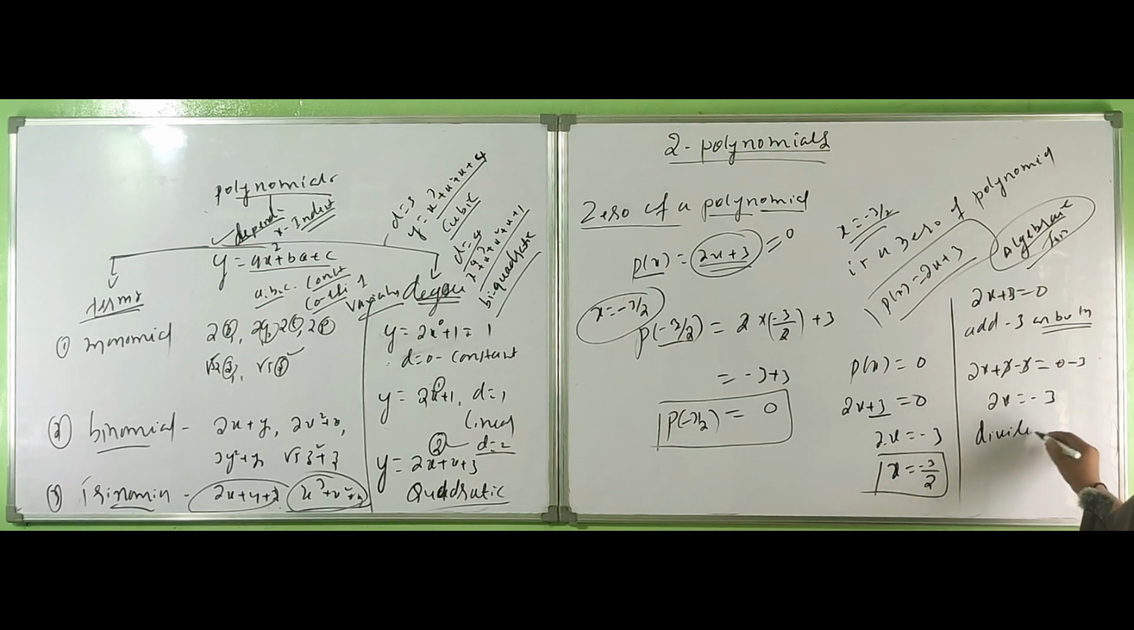Again divide. Divide by 2, or multiply by 1 by 2. Divide 2 on both sides. 2x by 2 is equal to minus 3 by 2. Because now both sides make it this now. So 2 gets cancelled. x is equal to minus 3 by 2.